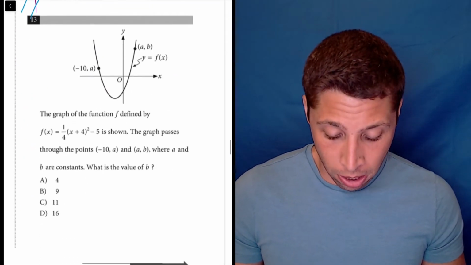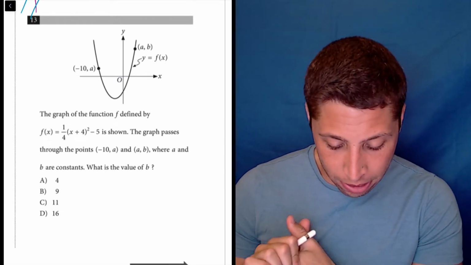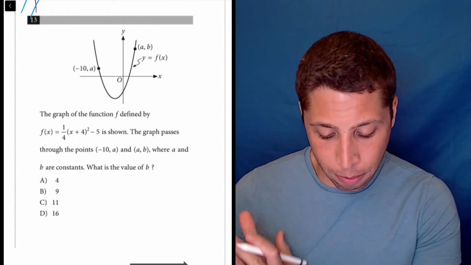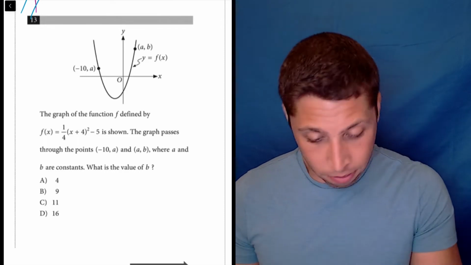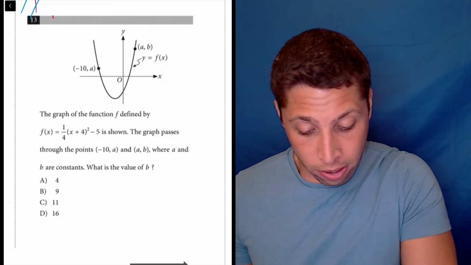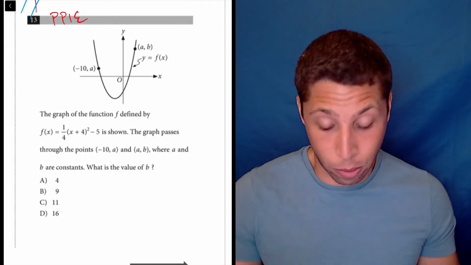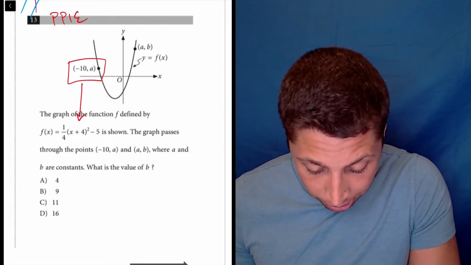Yeah. All right. Yes, another parabola. The graph of the function f defined by that is shown. The graph passes through the points negative 10a and ab, where a and b are constants. What is the value of b? Okay, well, without really thinking too hard, this feels like a plug points into equations question. I've got points, I've got an equation, let me just do it, right? So let's take the point that we know most of, and let's plug it in.